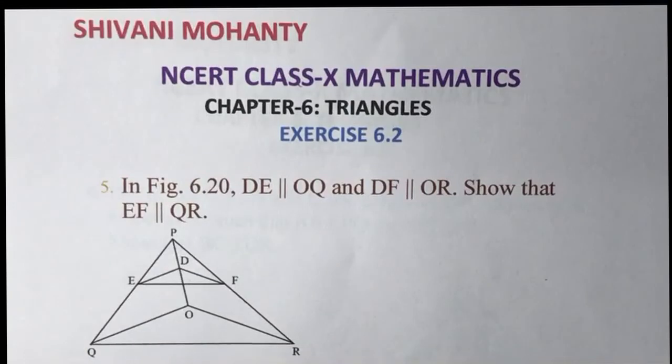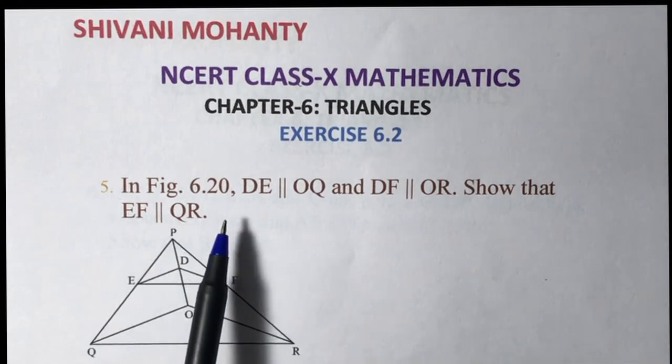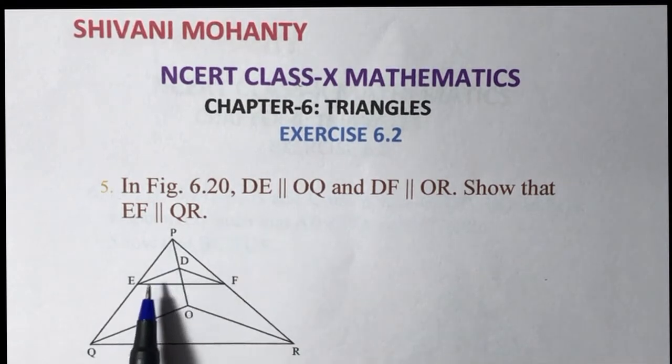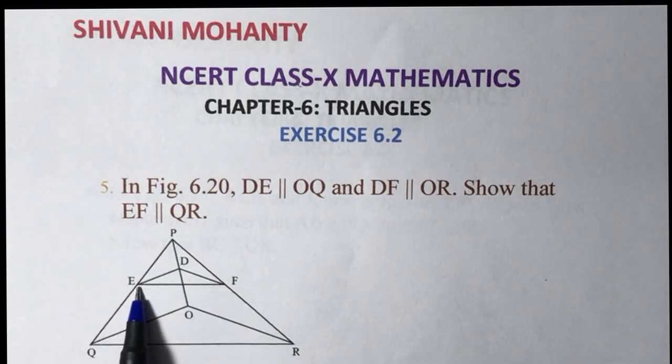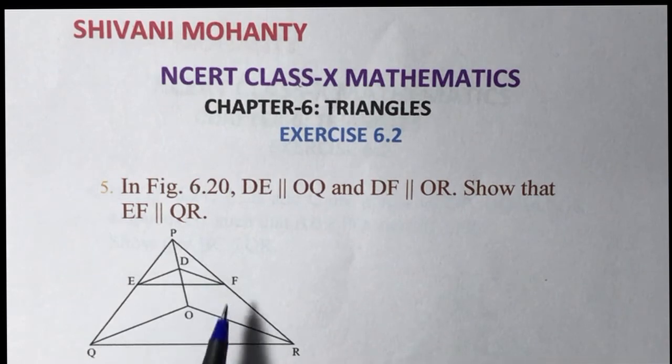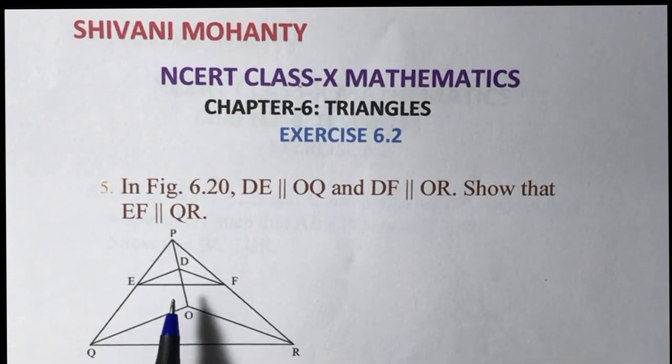Now let us go to question number 5. In figure 6.20, DE is parallel to OQ and DF is parallel to OR. Show that EF is parallel to QR. Now if you see this figure, what do you feel? It looks like a 3D triangle, isn't it? Doesn't it look like a prism?